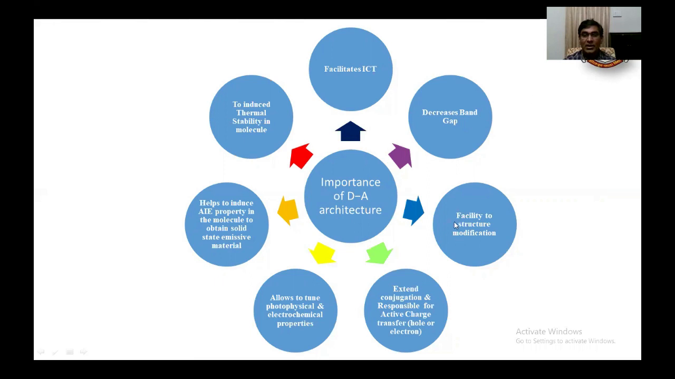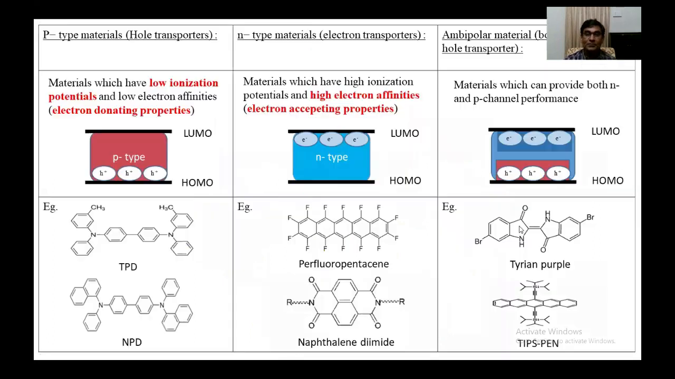So we'll see in detail about these P-type, N-type, or ambipolar materials. P-type materials are also called hole transporters. These are materials which have low ionization potentials, low IP values, and low electron affinities. That means they have electron donating properties. Some examples commonly used or reported in literature as P-type materials, or hole transporters, are TPD and NPD.